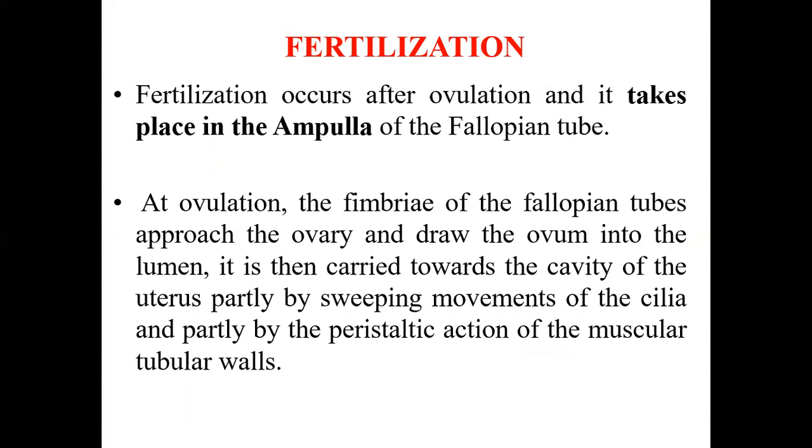Now, it's important to take note that at ovulation, the fimbriae of the fallopian tubes approach the ovary. The fimbriae, these are structures that are attached at the terminal end of the fallopian tube. So they will approach the ovary and draw the ovum into its lumen. Now, this is the lumen of the fallopian tube.